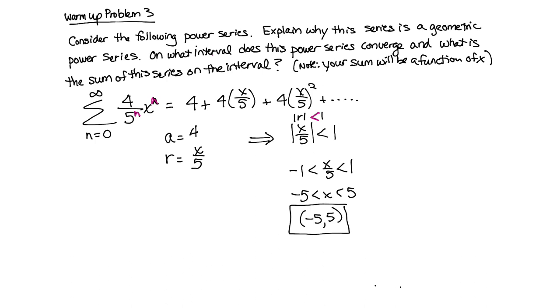All righty, Holden, help me out here. What's my sum? My sum is A over 1 minus R. What'd you get? Beautiful. 4 over 1 minus x over 5. Did anybody put it together and get me a nice, proper fraction out of that one? Not a complex fraction. This is called a complex fraction because we've got a fraction in a fraction. Anybody simplify that up and want to give me the fraction?